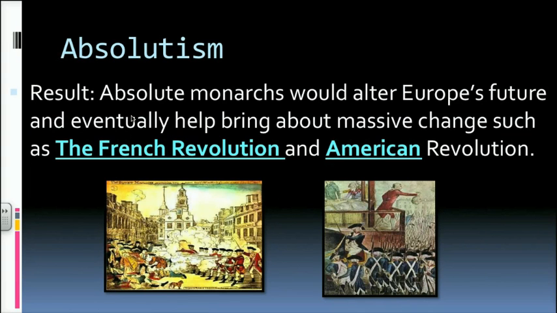So kind of to wrap up just this idea of absolutism, sort of our mini introduction here, absolutism led us to absolute monarchs who would alter Europe's future and eventually help bring about massive change, such as the French Revolution and also the American Revolution. And truth be told, the American Revolution comes first. So if we don't have a working knowledge of absolutism, if we don't know what an absolute monarch is, this whole story doesn't work for us. So we had to start here. And there's no doubt both the American Revolution and the French Revolution were caused by absolute monarchs. So it kind of gives us a good start to this story.